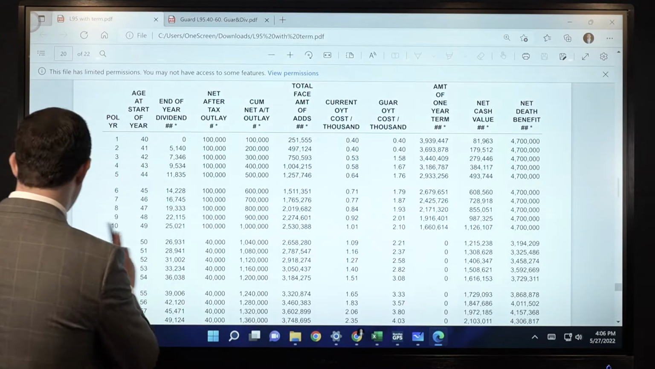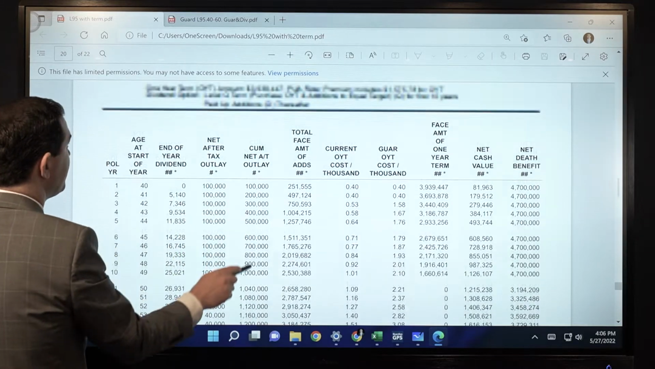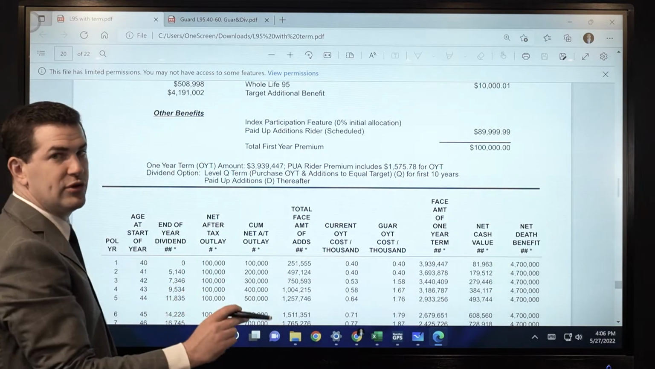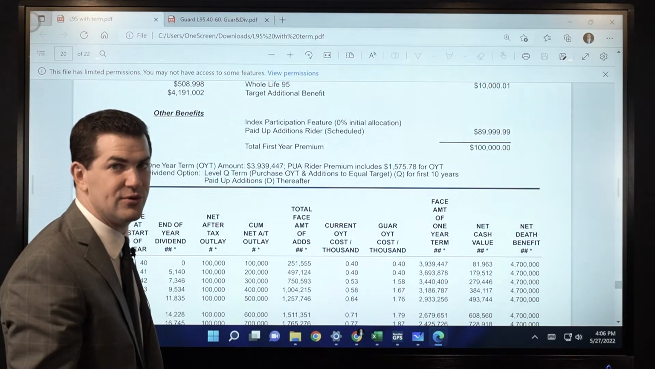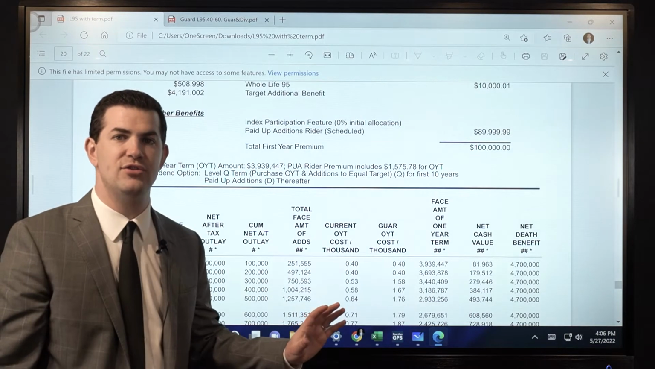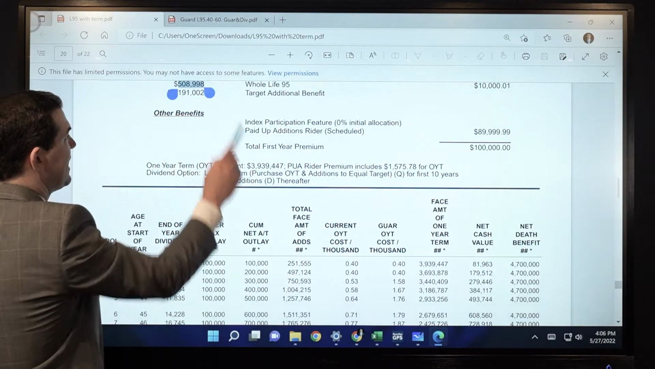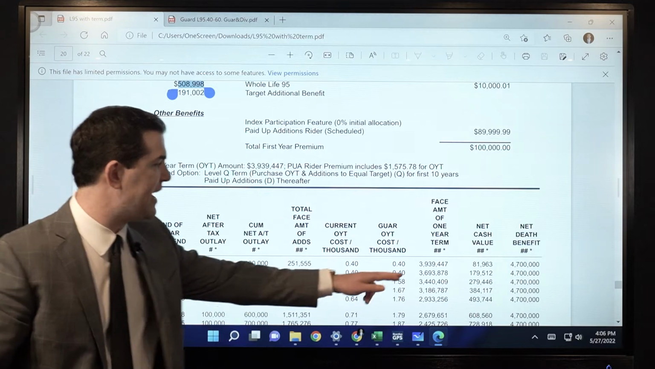On the right, see that column where it reads face amount, 1 year term? In fact, the term rider, before you pay anything into it, is about $4.2 million. At the end of the first year, it's $3.9 million. The reason why is, as you add money into PUAs, your whole life death benefit goes up, which was initially $500,000. As that keeps going up, the term rider comes down each year.